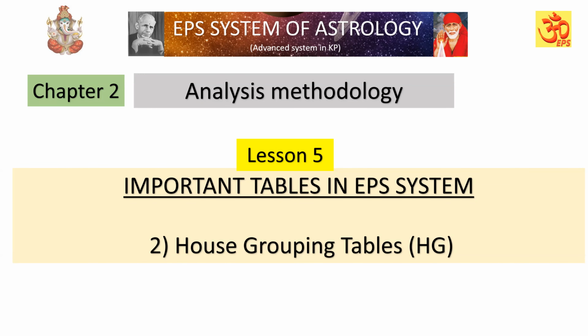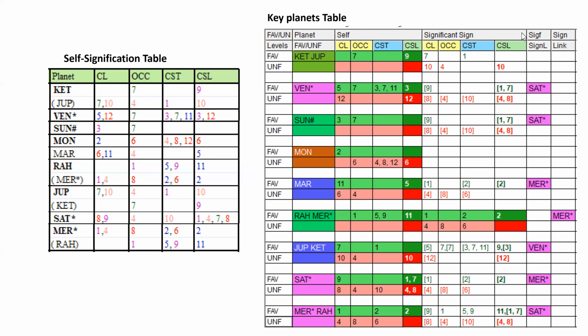Chapter number 2, important tables in the EPS system, lesson number 5, house grouping tables. Now let us look at the house grouping tables with an example. Before proceeding to the house grouping table, let me explain the key planets tables.